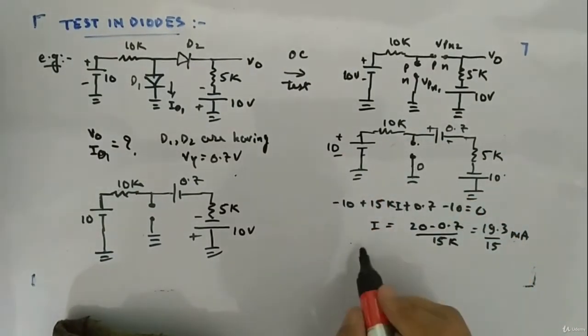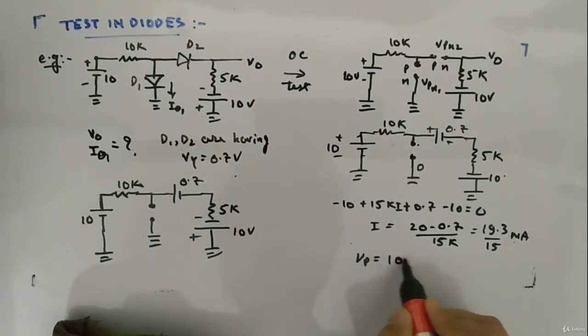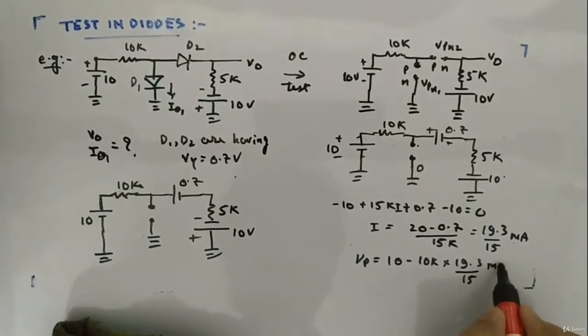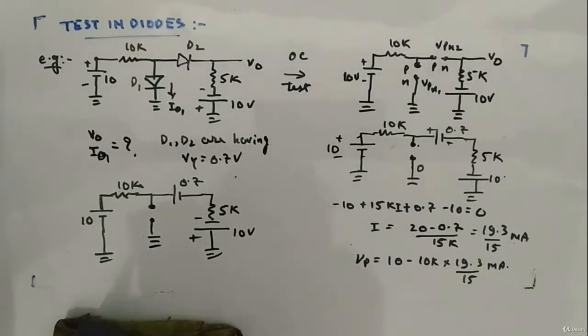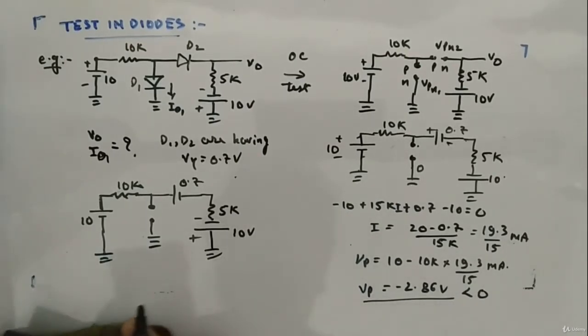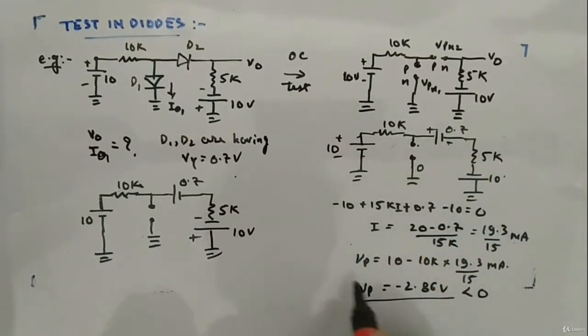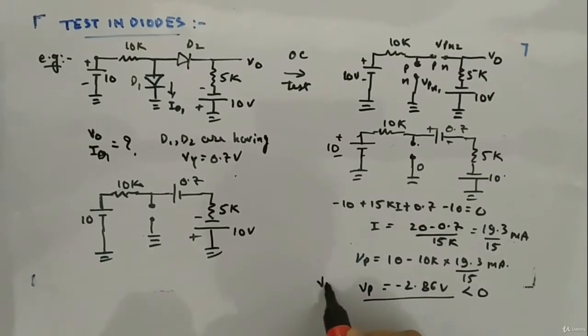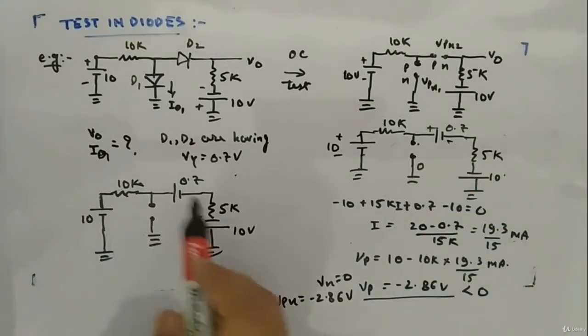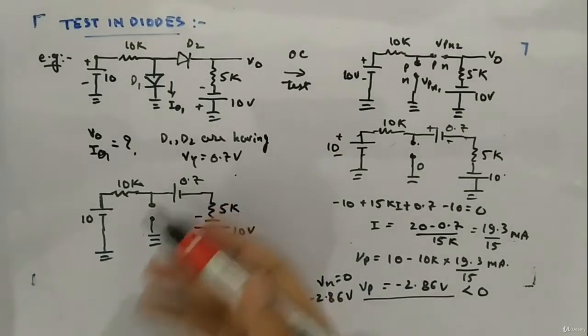So if you want to calculate Vp, Vp will be 10 minus 10k into 19.3 divided by 15 milliampere. Once you calculate, you will get minus 2.86 volts. You can see that this is less than 0, and because this is less than 0, it means this will be open. See, Vp is minus 2.86, Vn is 0, so Vpn is equal to minus 2.86 volts. That's how I am checking. So this will be open, so ultimately you will get this circuit. And then the rest you know.